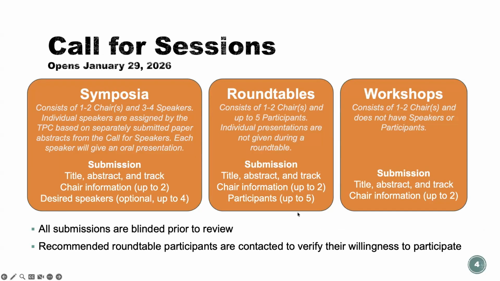So the first step of this whole process is the call for sessions. That's the one that's opening later this week. So we're going to spend most of our time talking about this and then what happens next. When you go to the call for sessions, you will see that there are three choices. You can submit a symposium proposal, a proposal for a roundtable, and a proposal for a workshop. The submission formats are a bit different for each one, but they all are part of the same call for sessions. A symposium, if you're not familiar, consists of 1 to 2 chairs and 3 to 4 speakers.